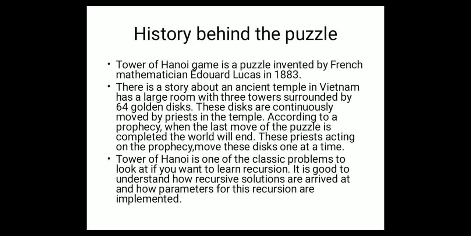There is a story about the Towers of Hanoi puzzle, that there's an ancient temple in Vietnam where there is a large room with three towers surrounded by 64 golden discs. These discs are continuously moved by priests in the temple, and they just move one disc per day, one at a time. According to the prophecy, when the last move of the puzzle is completed, the world will end.